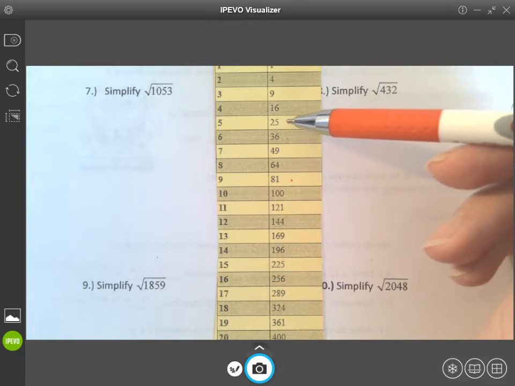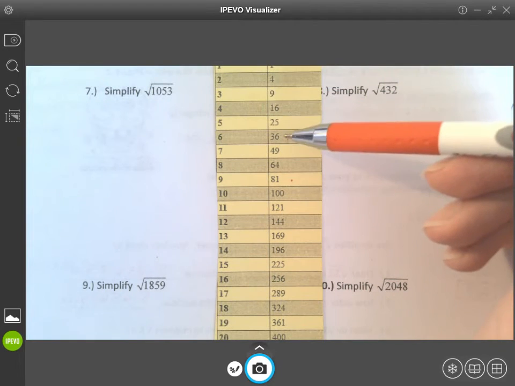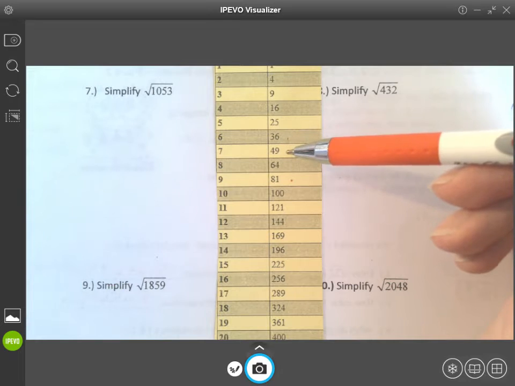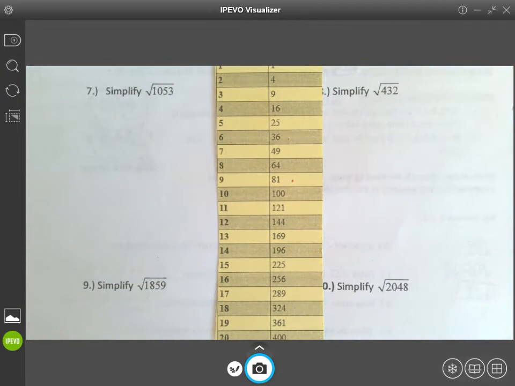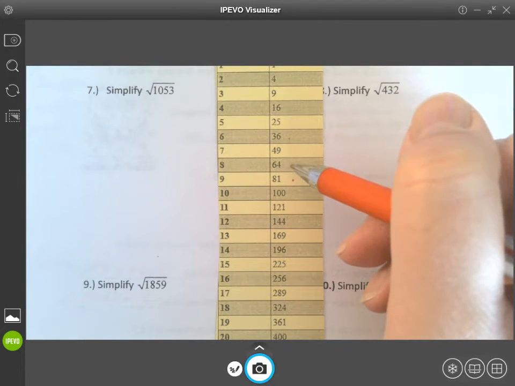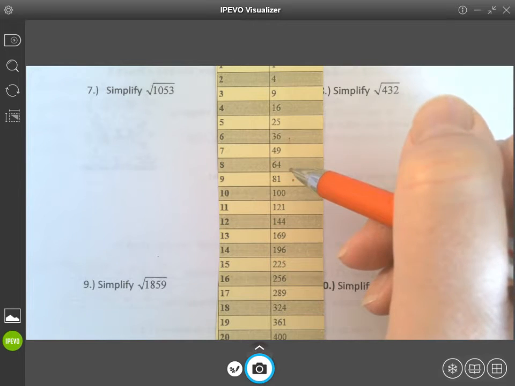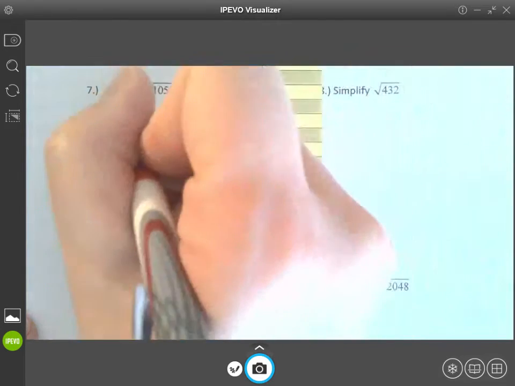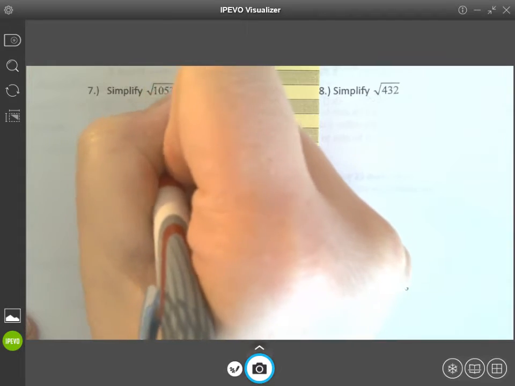Does 25 go into it? No, it has to be 50. Does 36 go into it? Are you trying these? Take your calculator, take 1053, divide by 36. No? Okay, 49. 1053 divided by 49. Is it an even number? All right, keep going. 64. Oh, 81 works? Okay, now hold on. Is it the biggest one? What was it? 81 times what?